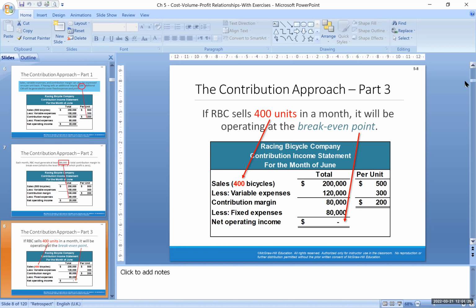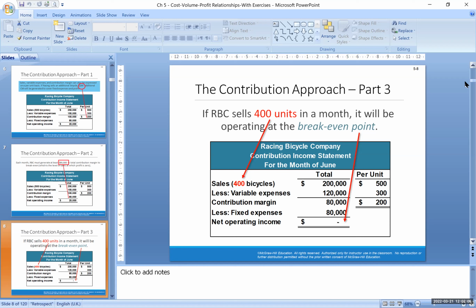The difference between the sales revenue and the total variable expenses will be the contribution margin. The sales revenue, which is $200,000, minus the total variable expenses, which is $120,000, equals the total contribution margin. And the answer is $80,000, which comes from the difference between $200,000 and $120,000.